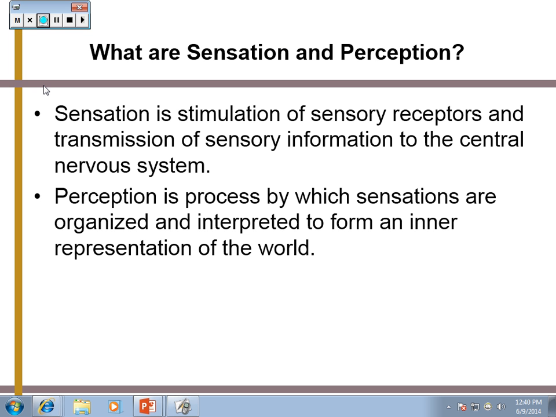Perception is the way you interpret sensation based on your experience. What does that mean? If somebody touches you, your own experience is going to tell you if that touch feels good or does not feel good. If you taste something, your own experience is going to tell you if it tastes good or if it doesn't taste good. Does that make sense? All right, so let's keep it moving.